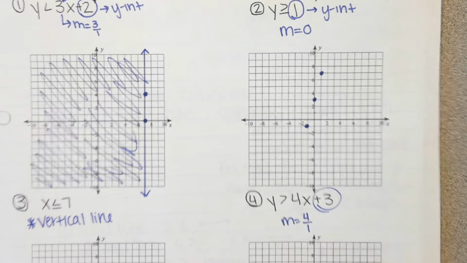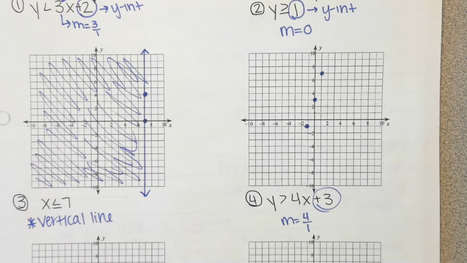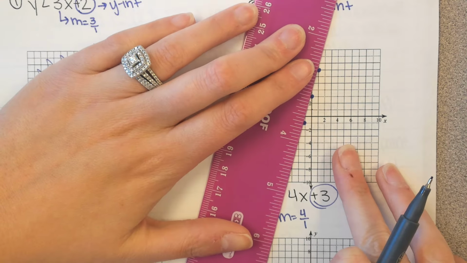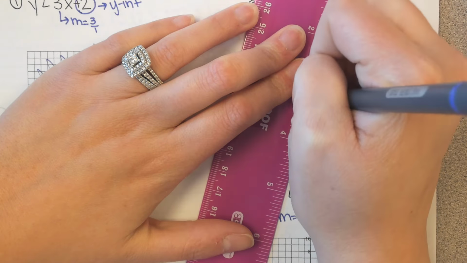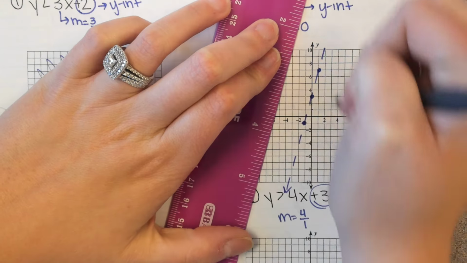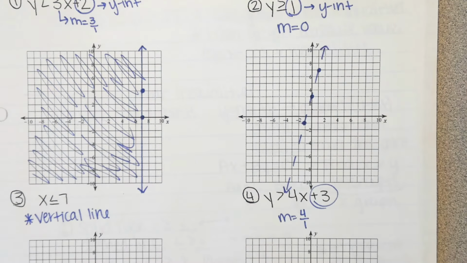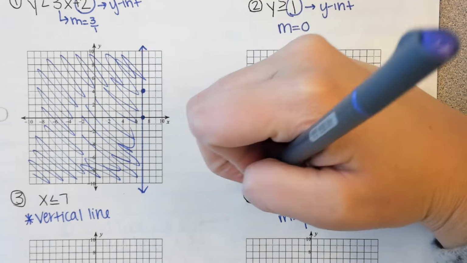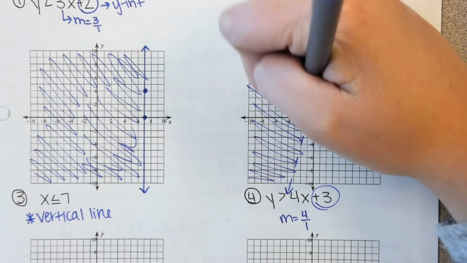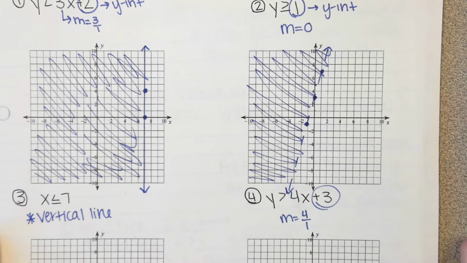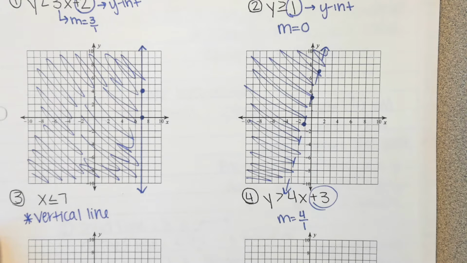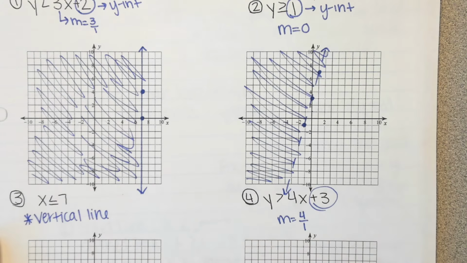Is my line going to be solid or dotted? Dotted, because it does not have an equal to. And am I going to shade above or below? Above, because it's greater than. So my y's are greater on this side, so this is the side of the line that I shade.